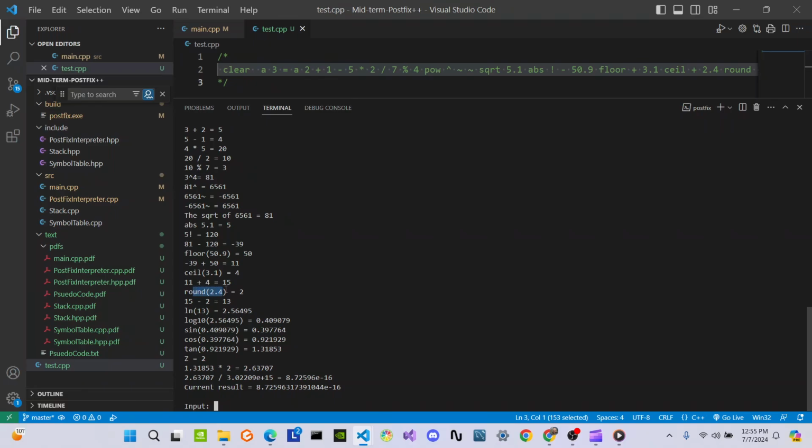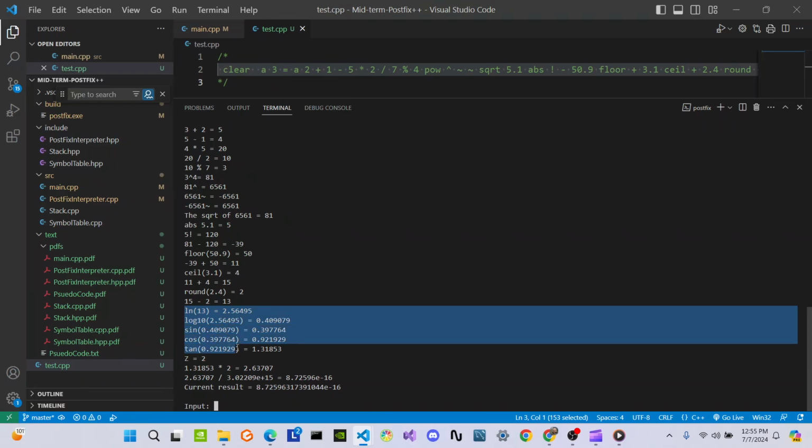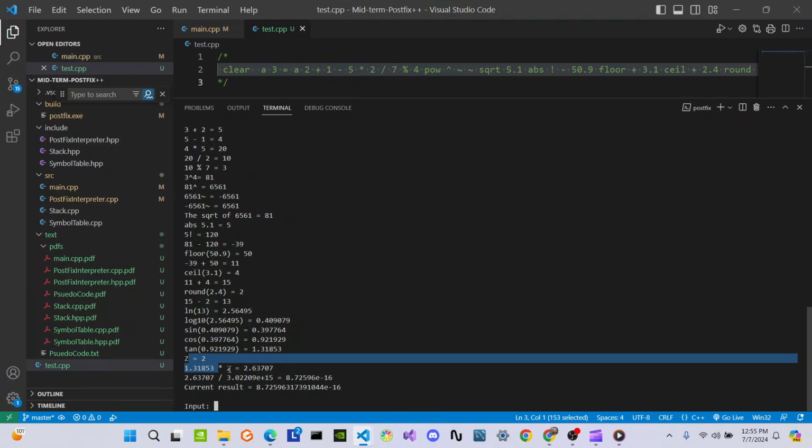It will round a number. It will do natural logarithm, log base 10, sine, cosine, and tangent. Those are all in radians. And we do some more assignment, some other things. And then it also handles scientific notation for really big and really small numbers as well.